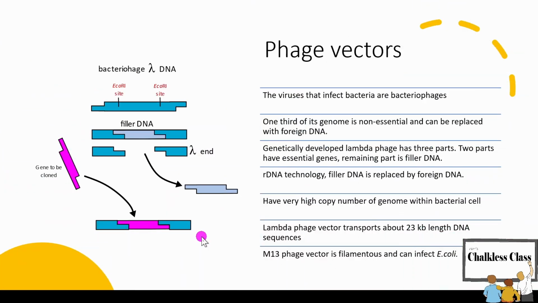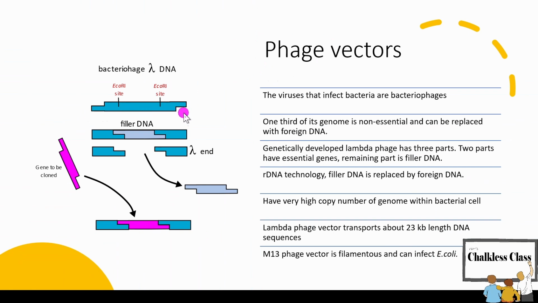The phage vectors. What are these phage vectors? These are the bacteriophages. The abbreviation for bacteriophage is phage. Bacteriophages are the viruses that attack bacteria, or we can say viruses that eat bacteria. That is the meaning of bacteriophage. We are using these bacteriophages as carriers to transport the gene of interest into the host cell. These viruses can easily infect bacteria. One third of its genome is non-essential and it can be replaced with a foreign DNA.